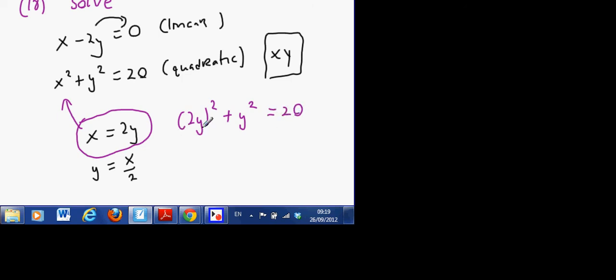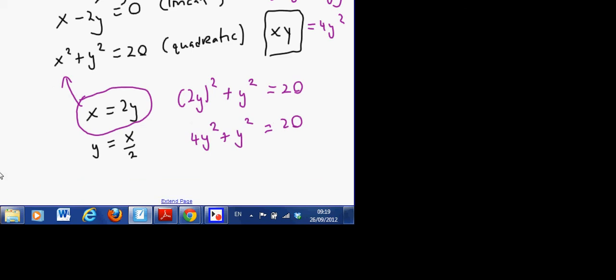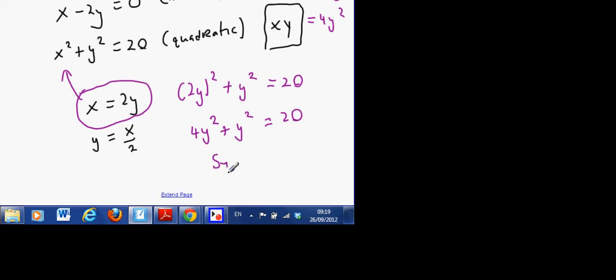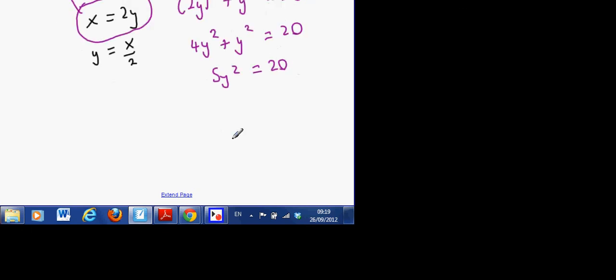Square 2y, and we're going to get 4y squared. This is basically 2y by 2y. Multiply the numbers by each other, and you get 4. Put the letters beside it, you get 4y squared, for anybody who doesn't know. Add it on, and you get 5y squared equals 20. What we need to do is divide by 5 because we want to get y on its own.